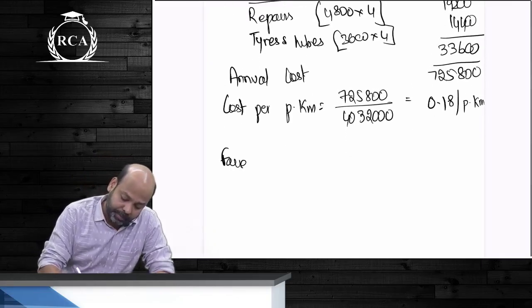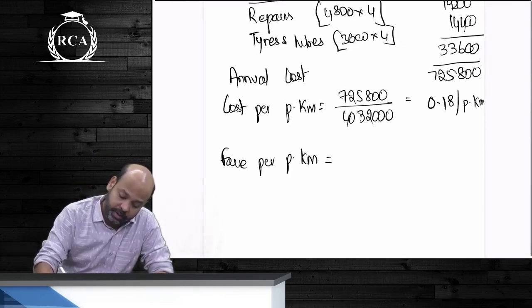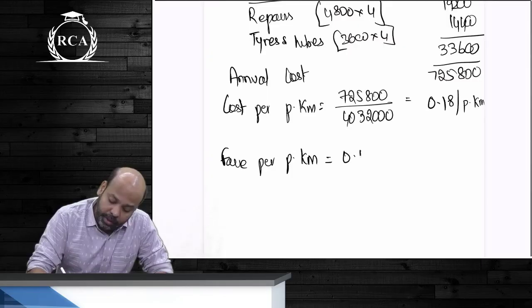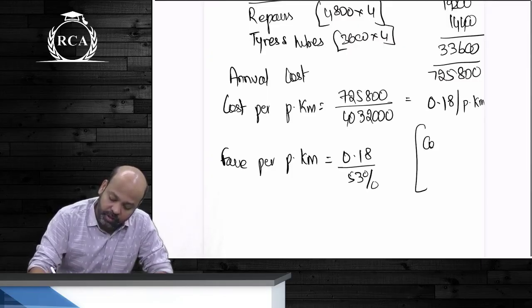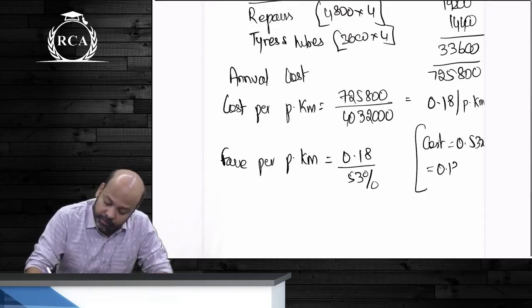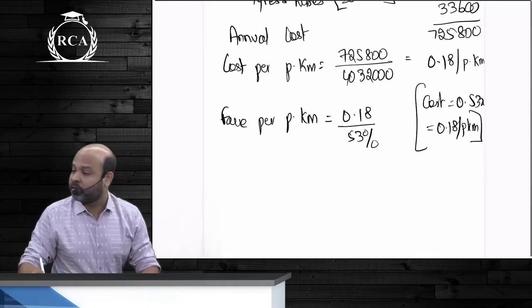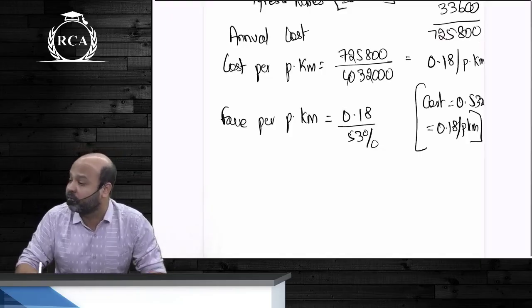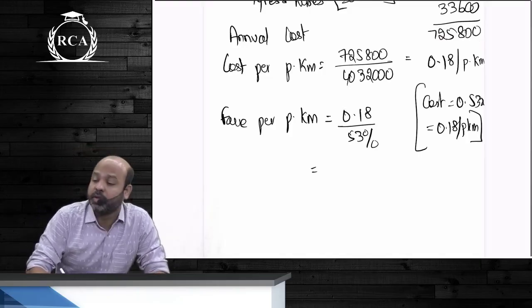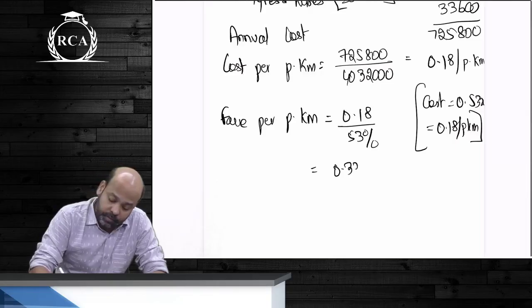The fare per passenger kilometer, guys, will be 0.18 divided by 53%. How do we know that, beta? We know cost is how much? 0.53x, and that is equal to 0.18 per passenger kilometer. So the fare as such, guys, per passenger kilometer will become 0.18 divided by 53%. To 4-5 decimal points, 0.33962.